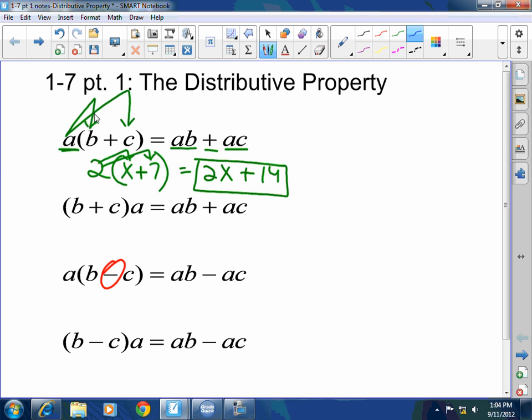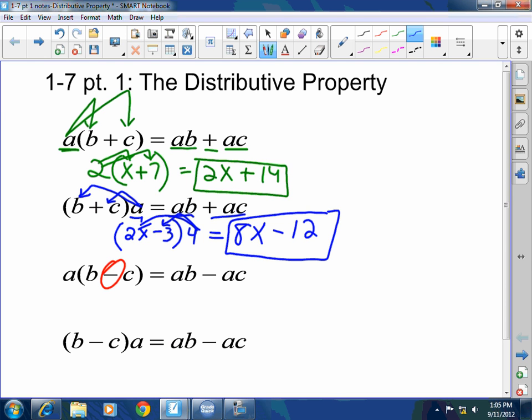You can also have that variable or number that is being distributed on the right side. In this particular case, this A is being distributed to everything inside the parentheses. So I've got A times B, which is AB, and then A times a positive C, which is positive AC. So if I gave you, for example, 2x minus 3 times 4, you're going to have 4 times 2x, which is 8x. Awesome. And then 4 times negative 3, which is negative 12. Awesome. Done. Does that make sense?